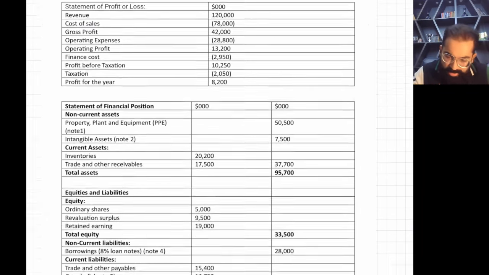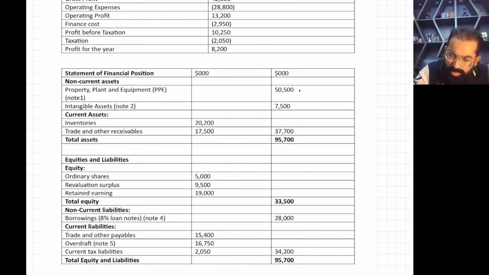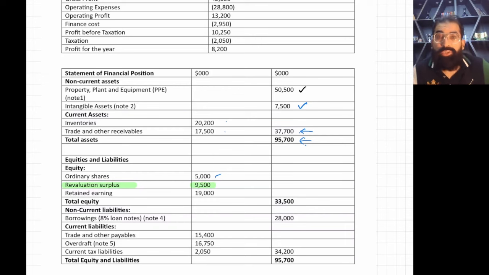Then you have the SOFP. In the SOFP you have property, plant and equipment. Definitely they are referring you to note number 1. Then intangible assets are also there. Then you have inventories and trade receivables. This is current assets and these are your total assets. Then you have ordinary share capital, highlighted. Revaluation surplus as well. That means there is some item of property, plant and equipment for which you are using the revaluation model.